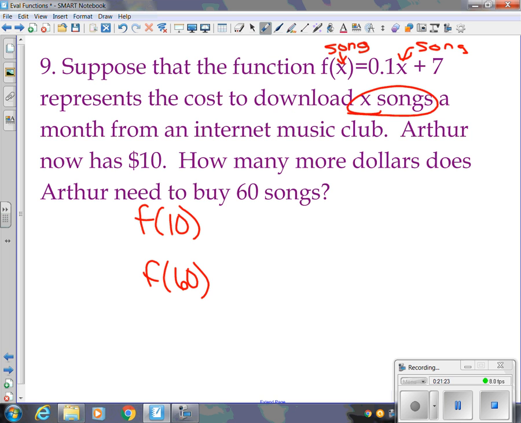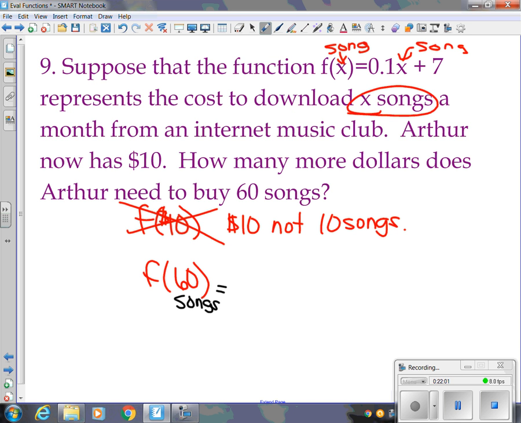Read. Look at phrases. What does X have to be? Songs. So the only number that can go in for X has got to be a songs number. What is 10? Is 10 songs? No, that's $10. Guess what? That is not what you put in there for X. Okay? That is $10, not 10 songs. Does everybody get that? So you do not put 10 in the equation. But what about 60? Yeah. 60 is a songs number. So that's the one I need.